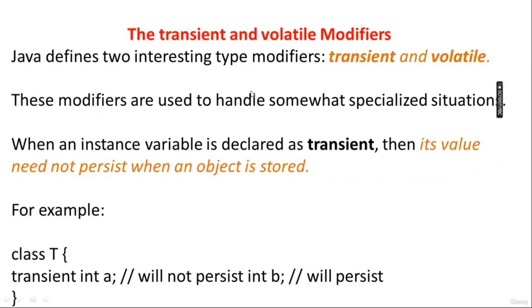Now we will see the transient and volatile modifiers. Java defines two interesting type modifiers, transient and volatile. These modifiers are used to handle somewhat specialized situations. When an instance variable is declared as transient, its value need not persist when an object is stored. For example, in class T, transient integer A will not persist, integer B will persist. So transient data will not persist and non-transient data will persist.